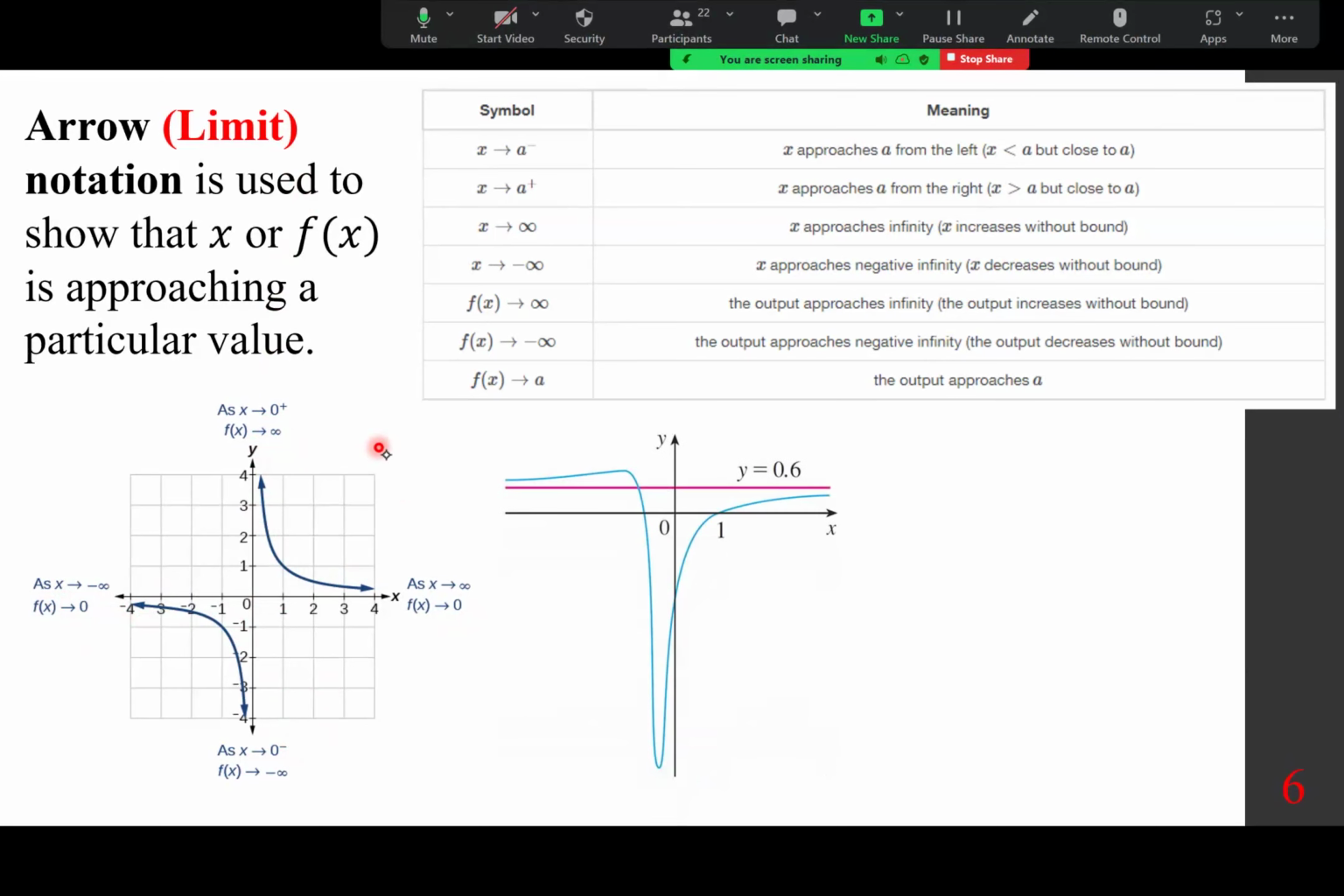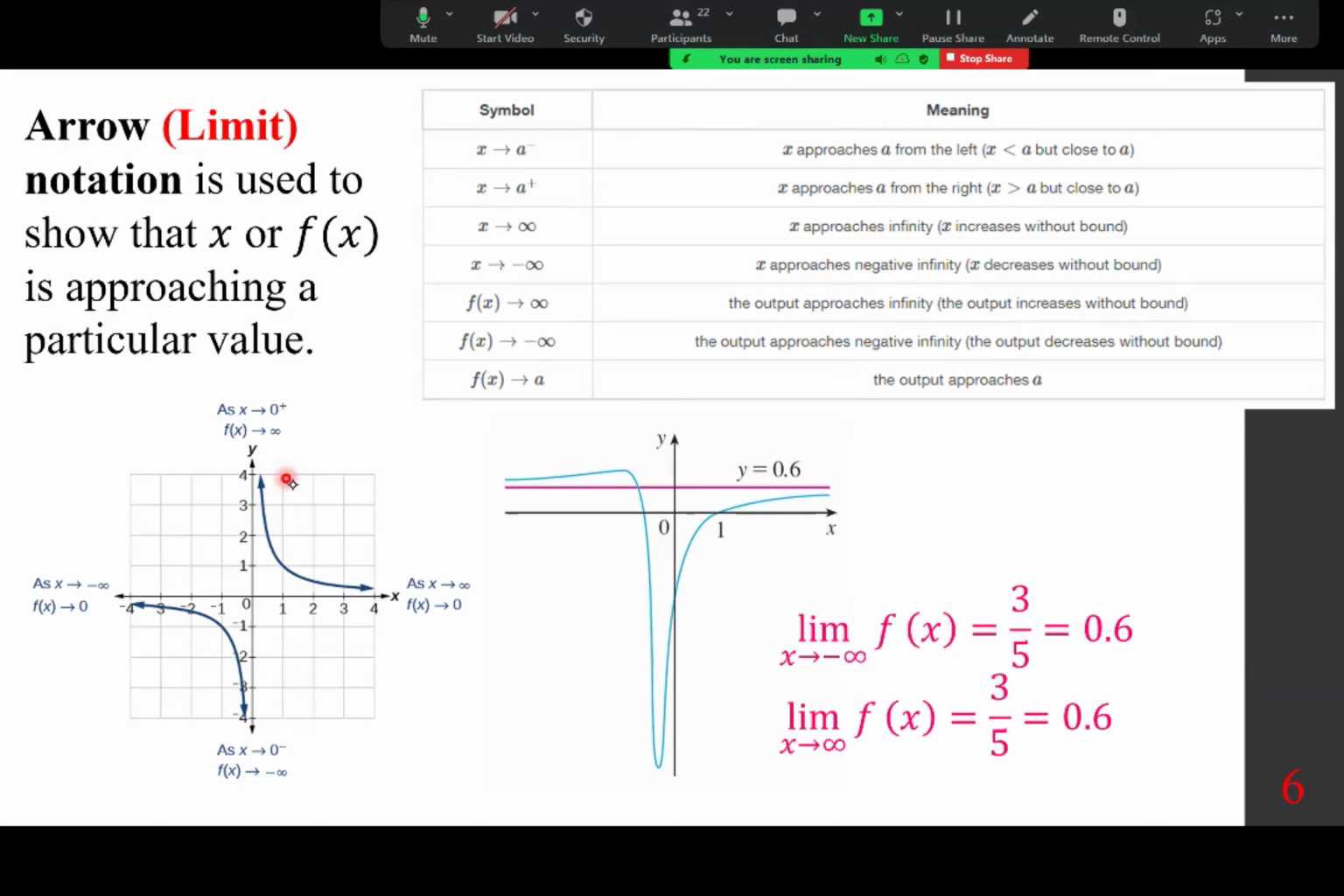So for example, for this graph, what do we notice? The limit of f of x as x approaches negative infinity, it crosses the horizontal asymptote and it goes along this line, y equals 0.6 or 3/5. The same thing as x approaches infinity, the limit of f of x as x approaches infinity is also 3/5 or 0.6. So pay attention to this concept.